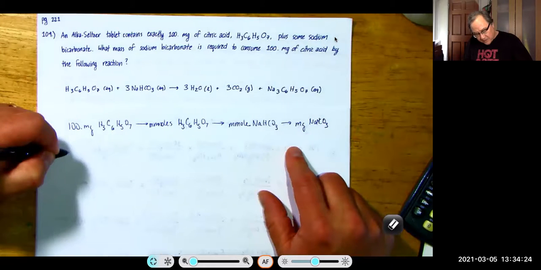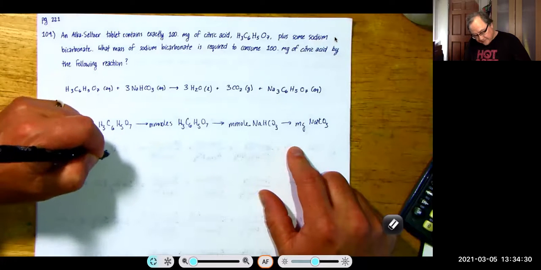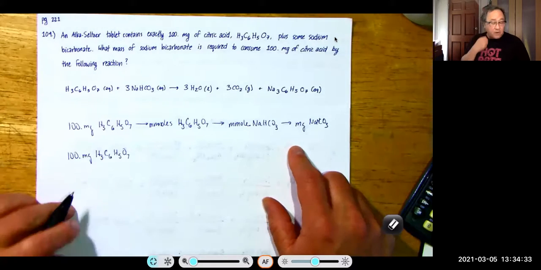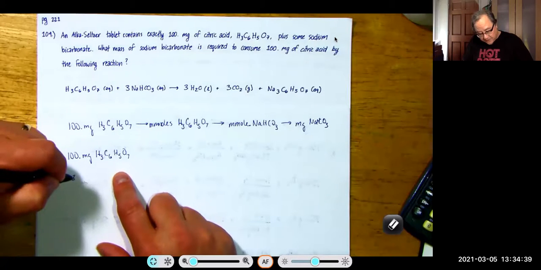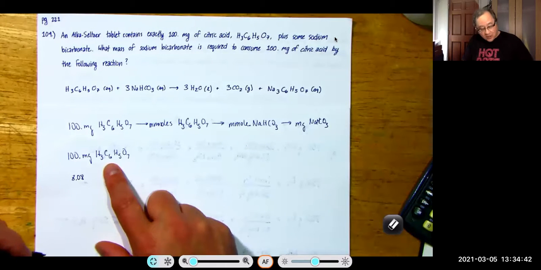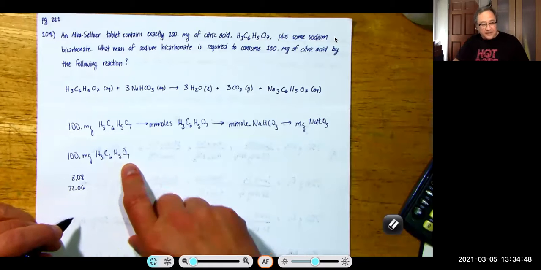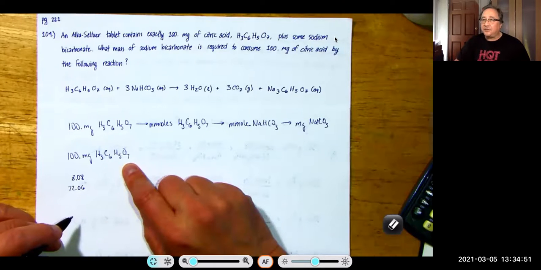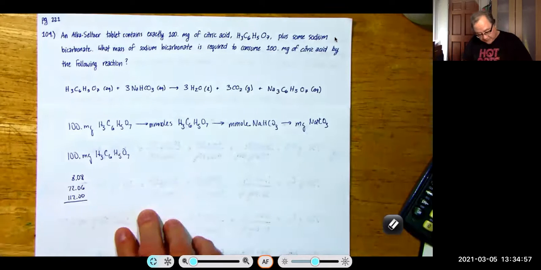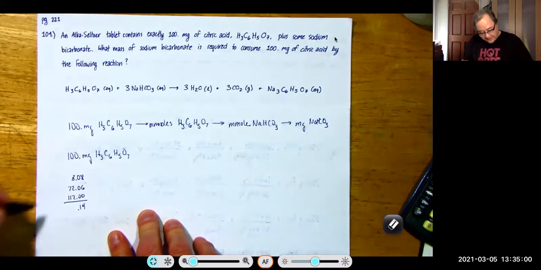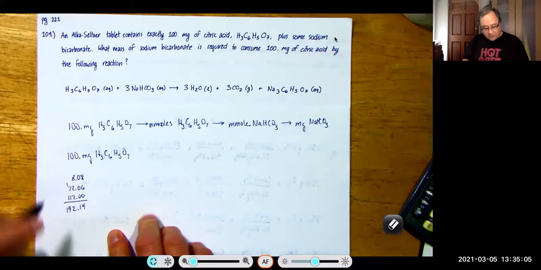So I'm going to start off with my 100 milligrams of citric acid. And when I add up all the molar masses of the atoms, 3 hydrogens plus 5 more are 8.08 for the hydrogens. 6 carbons is going to be 72.06. And 7 oxygens is going to be 112. Add these all up together, and you get 192.14.